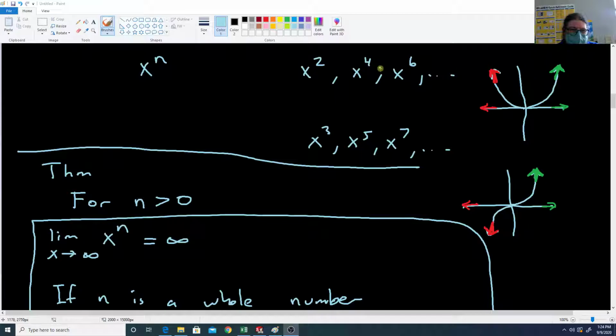First of all, if you have x to an even power, x to the 2, 4, 6, 8, those all look kind of like parabolas. If you have x to odd powers, they all kind of look like this cubic function here.